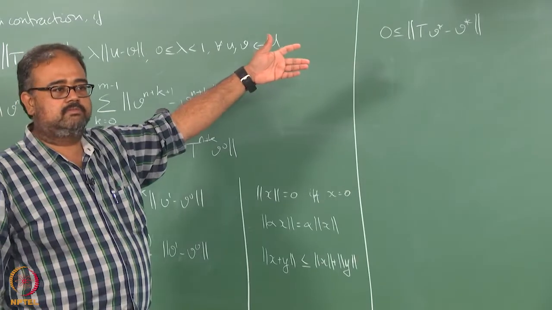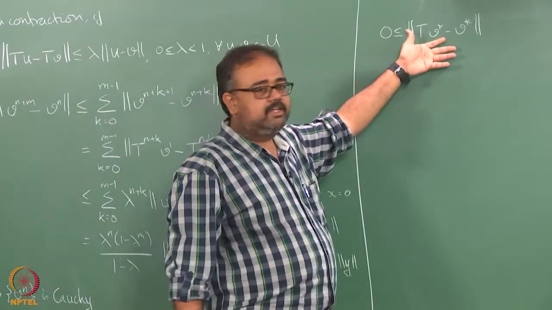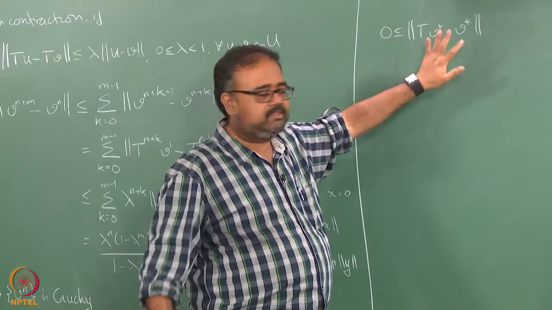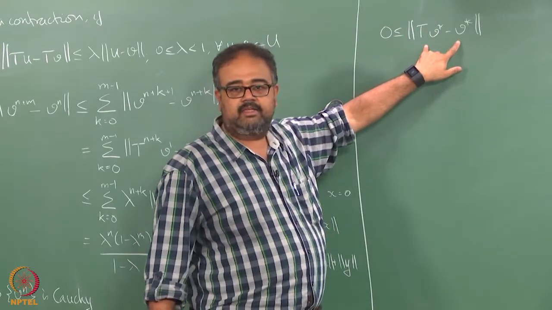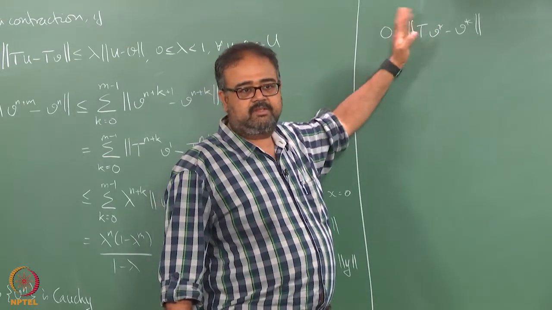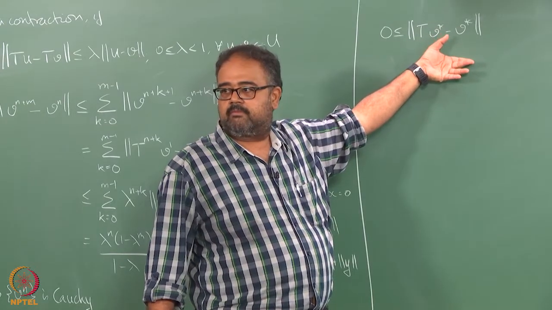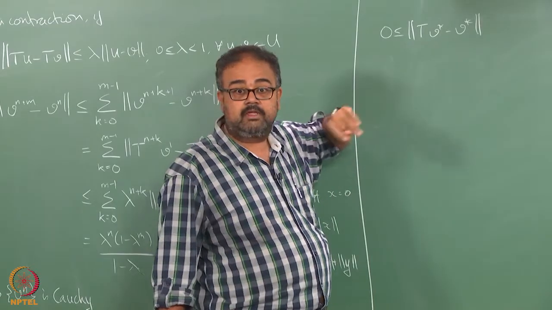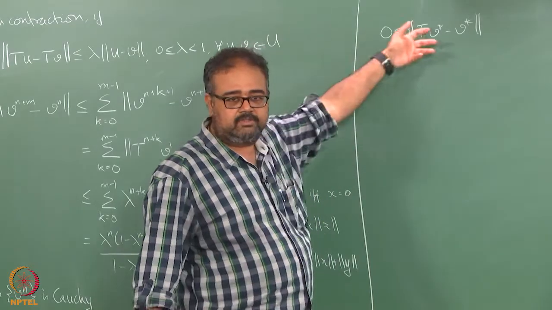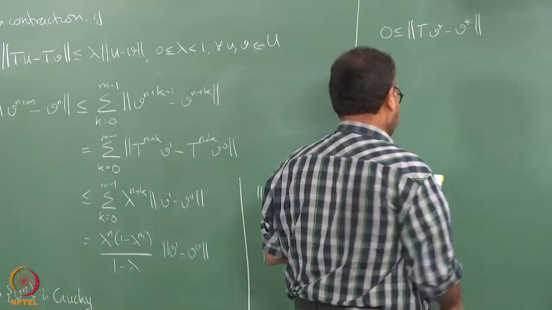So this has to be true. If V star is truly a fixed point, then this will be 0. Otherwise it will be something greater than 0, because of this being a norm. There is no case for less than 0. So this is fine.